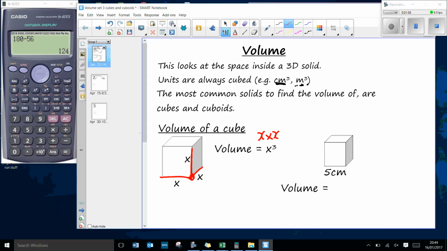So we are multiplying those 3 measurements that meet at the vertex. So that would be x multiplied by x multiplied by x, which is considered as x to the power 3. So if we have 5, it would be 5 cubed, which means 5 times 5 times 5, which is 125. Now here is where we need to put our units, so we would put centimeters cubed.